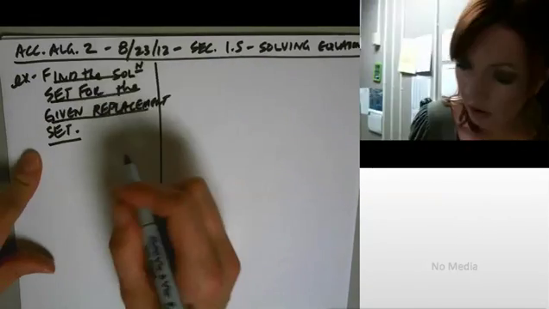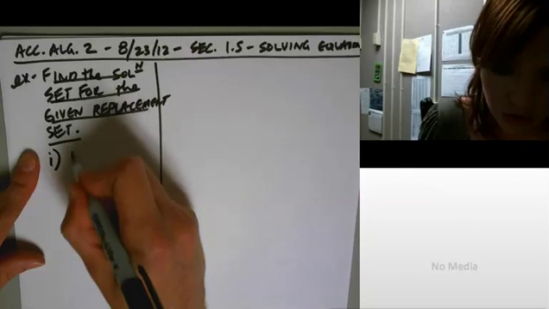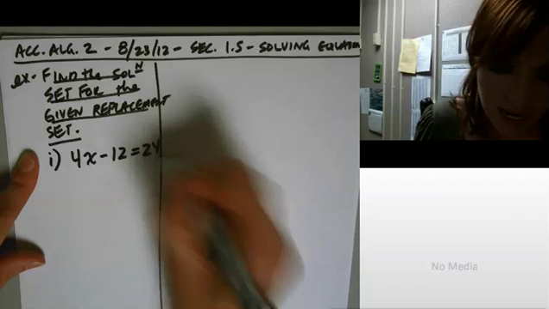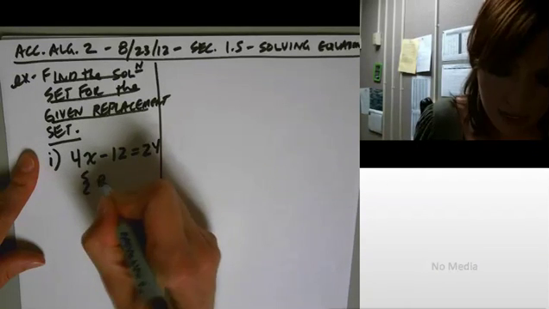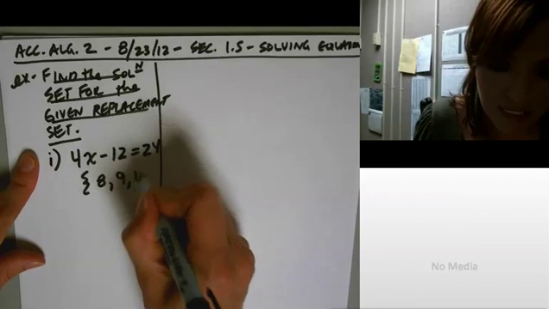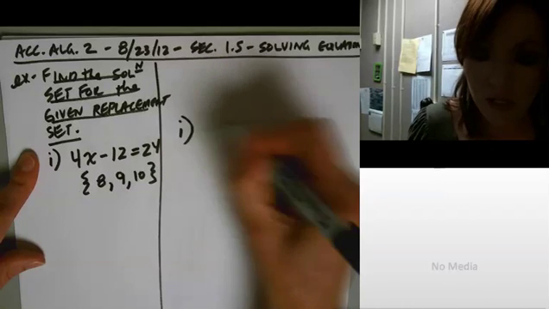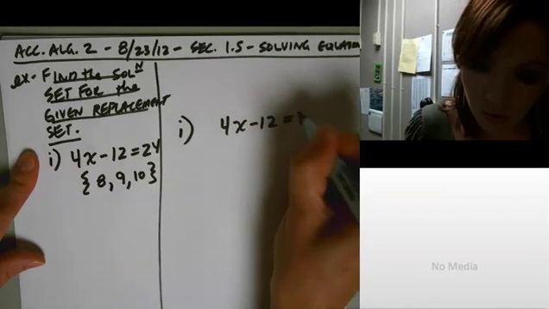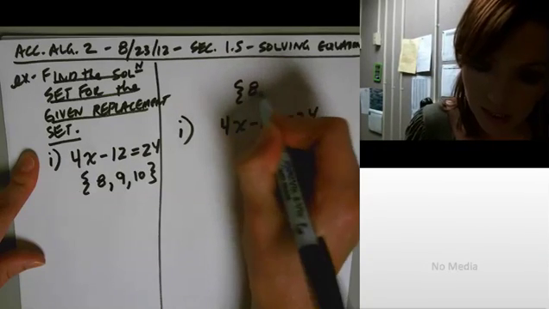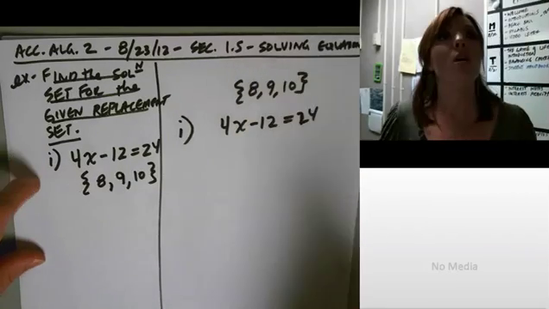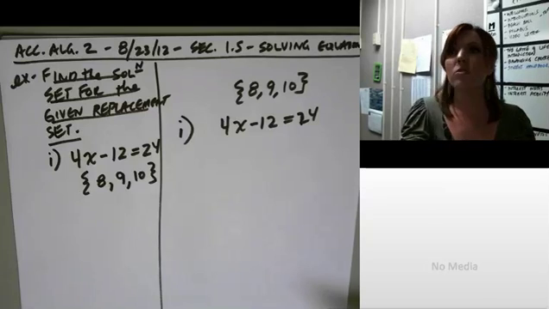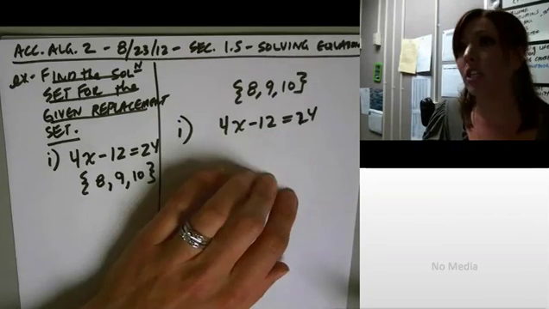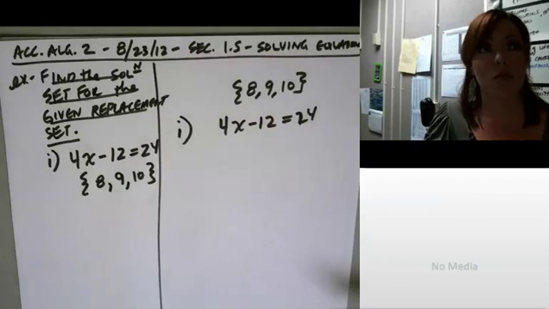So we're going to do one, maybe two of these. The first one is 4x minus 12 equals 24. And we have a replacement set of 8, 9, and 10. Okay. So here's what this means. Oops, 24. And then let me put the 8, 9, and 10. Okay. So 8, 9, and 10, those numbers represent possible solutions to this equation. Not all of them actually work, but they represent possible solutions.